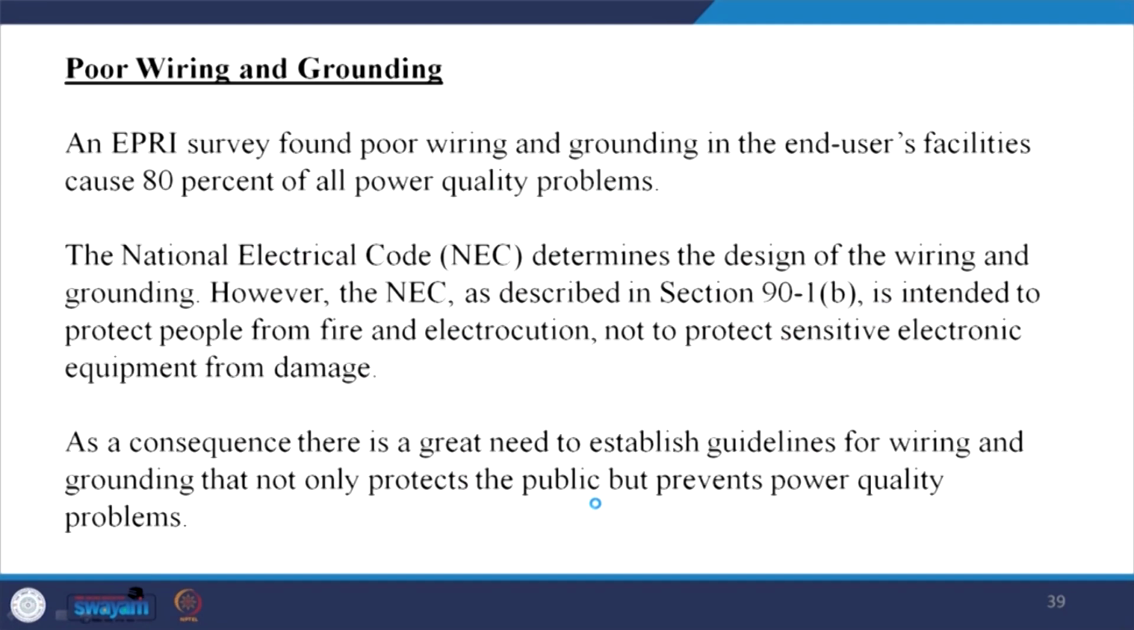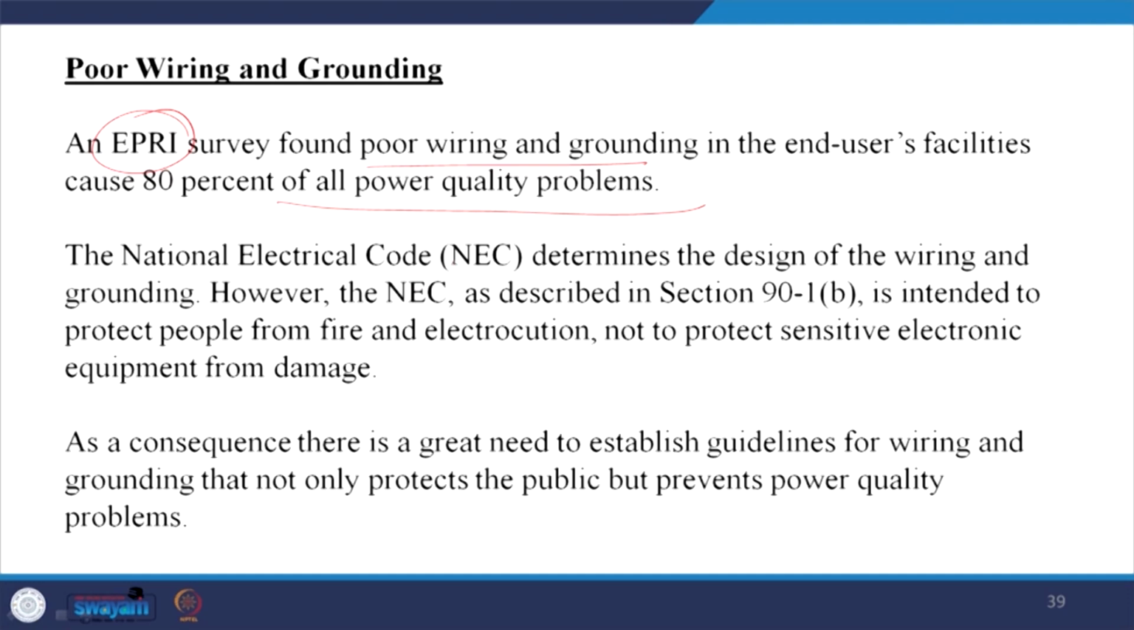We have discussed several times that another cause is poor grounding and poor wiring. See how this causes the problem, and this is the abbreviation of the European Union. A survey found that poor wiring and grounding in the end users' facilities cause 80% of all power quality problems. Some power quality problems are also due to poor workmanship.